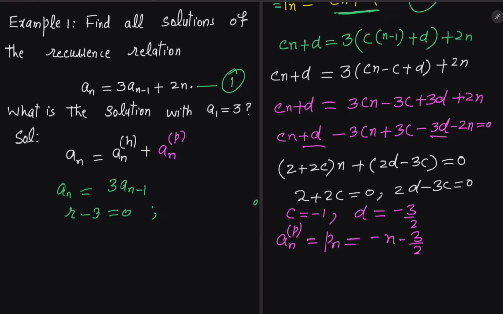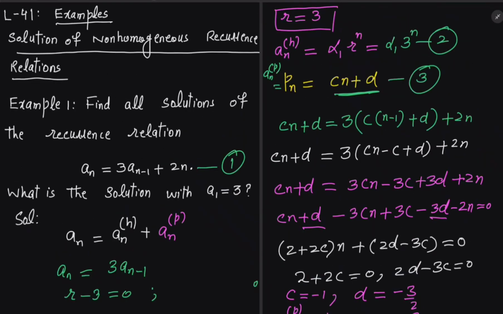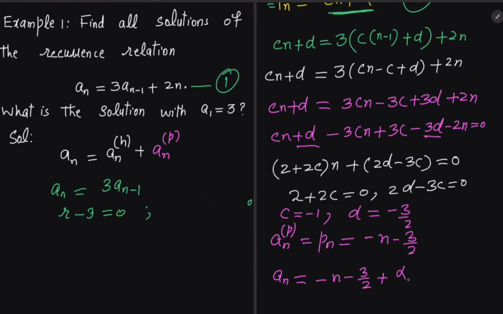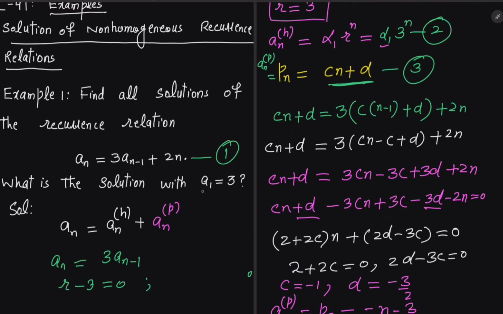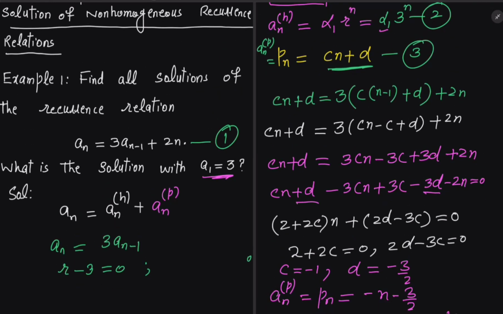And the final solution is a_n is equal to minus n minus 3 by 2 plus alpha. What was alpha? This is alpha 1, so it is alpha 1 times 3 raised to power n. So you can put the value for the initial condition. The initial condition is a1 is equal to 3.